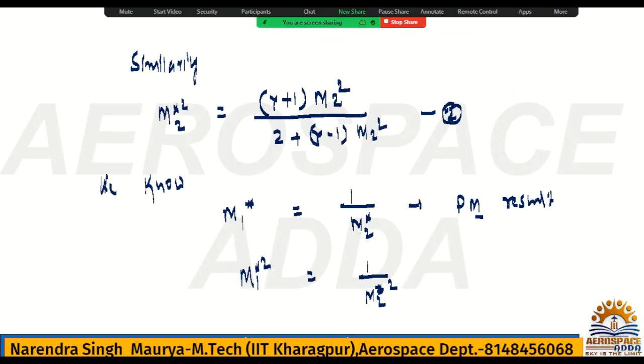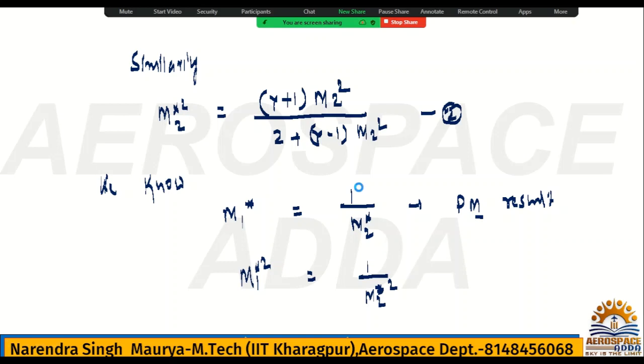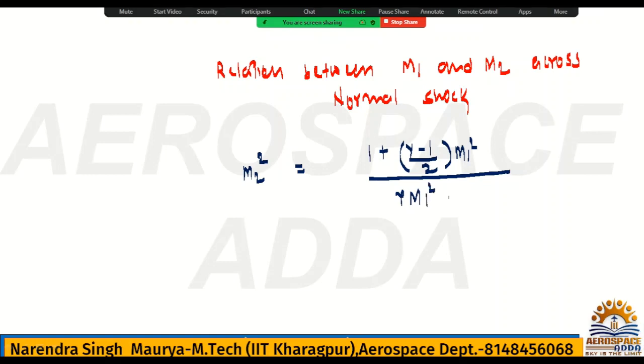Understood how this result can develop? See, Prandtl-Meyer: M1 star is equal to 1 by M2 star, and M2 star square you have written here, and M1 star square also you have written here, from the characteristics and actual Mach number relation. Now this result I am going to write directly. After doing that, you may have M2 square is equal to 1 plus (gamma minus 1) by 2 M1 square divided by gamma M1 square minus (gamma minus 1) by 2. This is the result between M1 and M2.